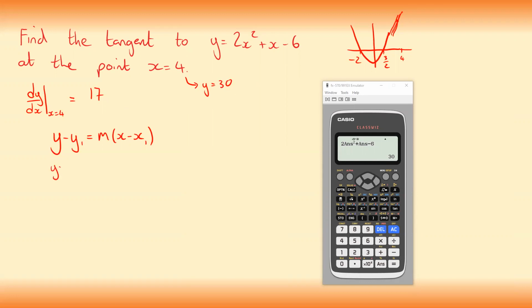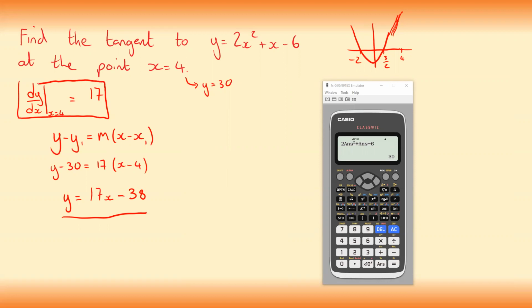So I'm going to do y minus 30 is equal to 17(x minus 4). So from there, I just want to rearrange. So y is equal to, I'm expanding, 17x. 17 times negative 4 is minus 68, and then I'm plusing this 30. So I've got minus 38, and that would be the tangent at that particular point. So I just used the calculator to find the gradient there. You can do it properly using actual calculus and differentiation, but the calculator will do that for you.